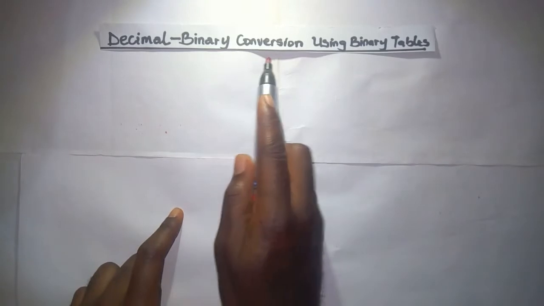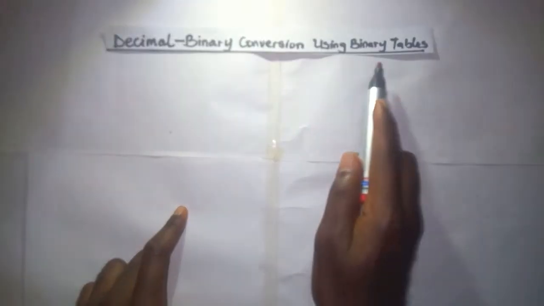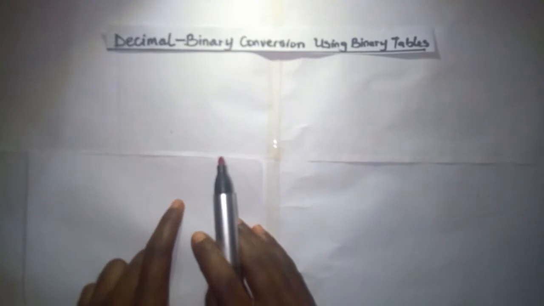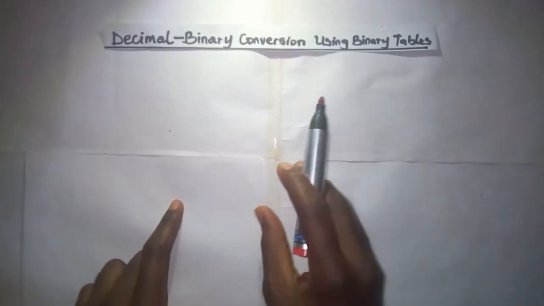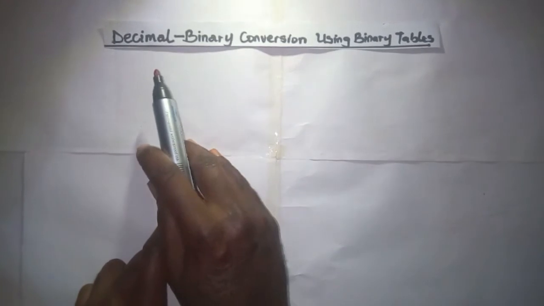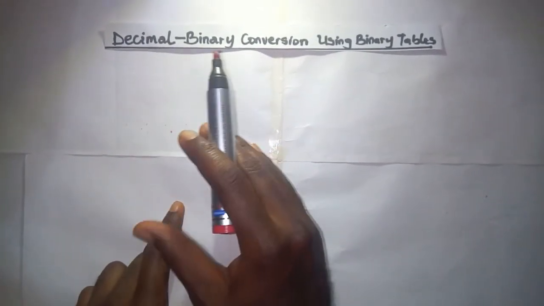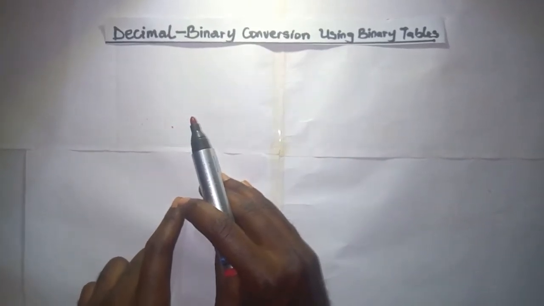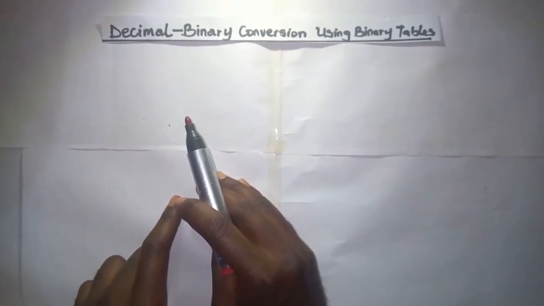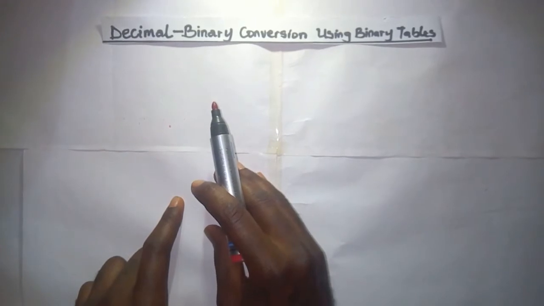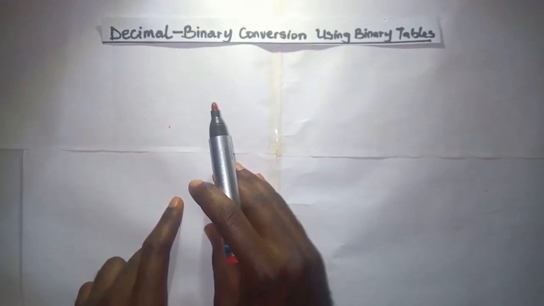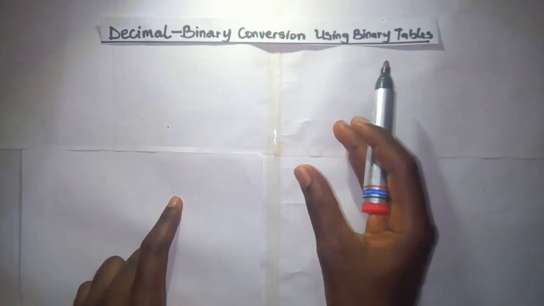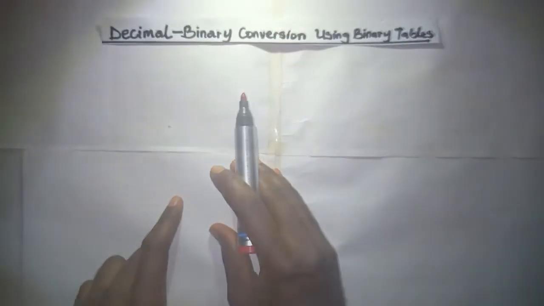In today's lesson, we are looking at decimal to binary conversion using binary tables. So we are going to be using binary tables to convert decimal numbers to binary numbers. And we all know that decimal numbers are base 10 numbers. So we are going to use binary tables to convert the base 10 numbers to binary numbers, which can also be called base 2 numbers. Now first, how do we develop a binary table?